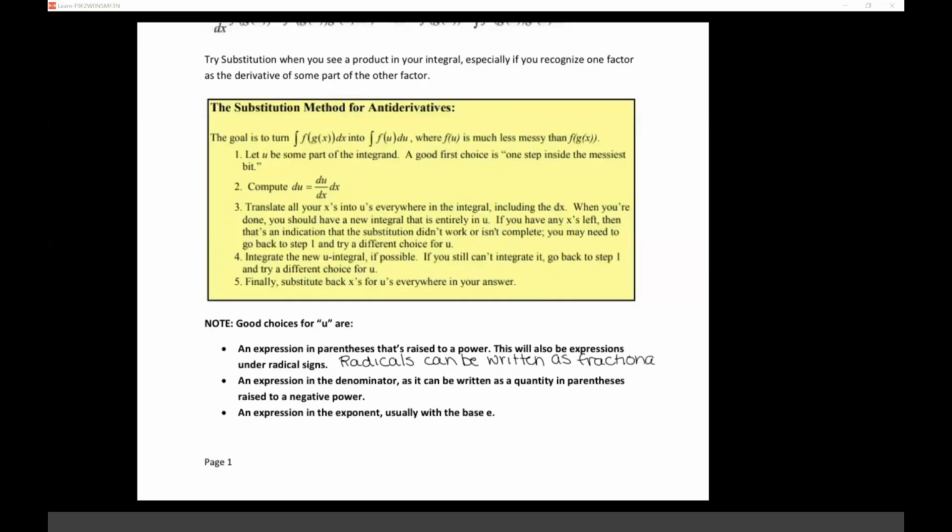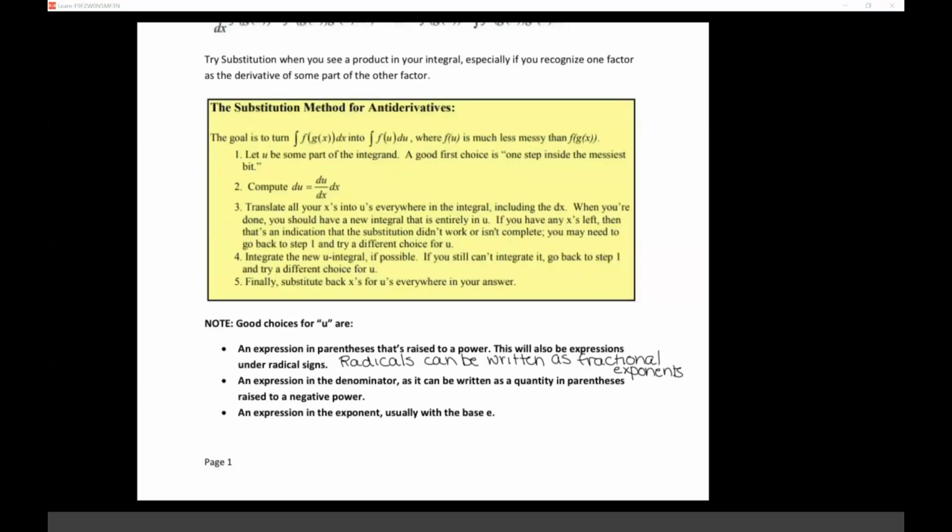Okay. So again, I know I'm doing a lot of explaining, and it probably doesn't make a lot of sense till you see it, but it's important to have the steps somewhere. So once you've seen it a couple of times, you can go back and refer to the steps. Another good choice for you is an expression in a denominator, because you can write that as a quantity in parentheses raised to a negative power. Remember, negative powers give you fractions. They put the quantity that you're talking about in a denominator.